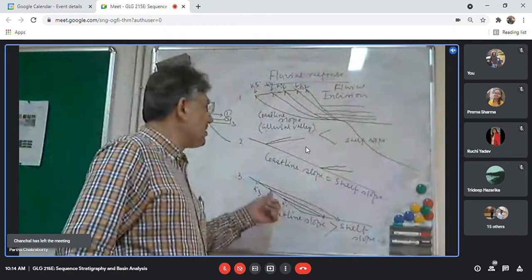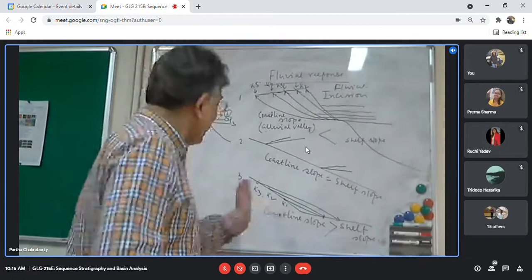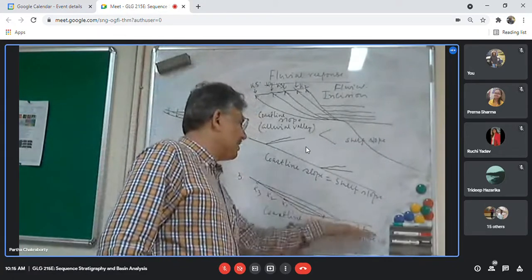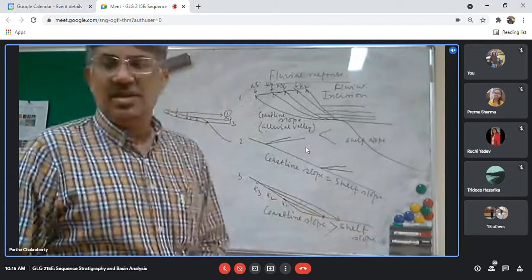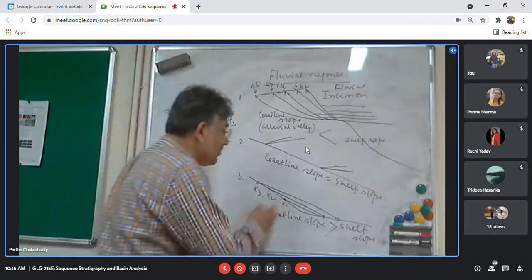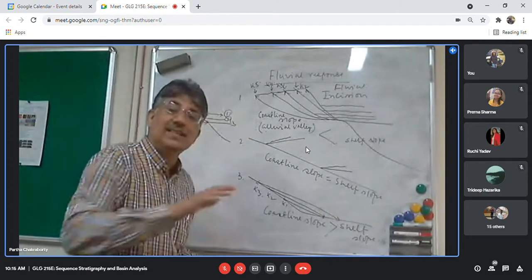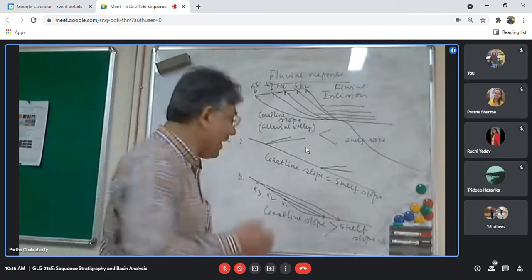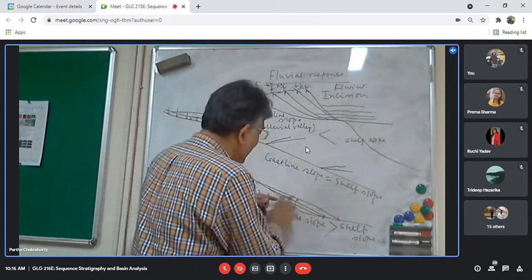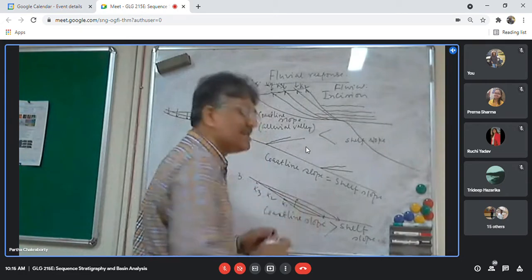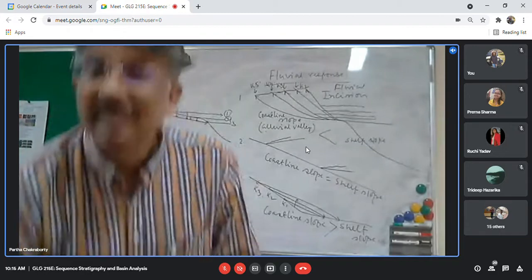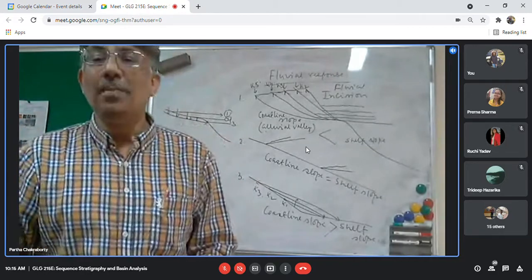Now I come to the third case, where the coastline or alluvial valley slope is steeper than the shelf slope. Then what will happen? The river system will try to aggrade. Rather than incise, it will aggrade. So you see that in that case there will be an aggradation instead of incision by the fluvial system, and you get the development of the fluvial topset.